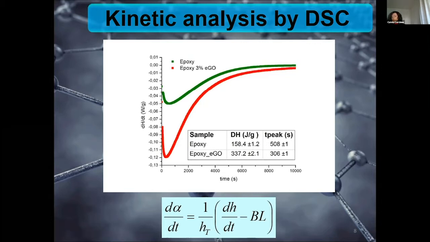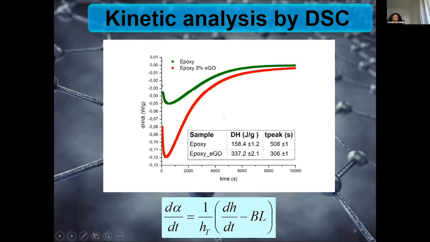Now I want to show you how we decided to model the experimental data that we obtained during our experimentation. In particular, the data shown in the figure indicate that the considered graphite-based nanofiller strongly increases the heat of reaction of the net epoxy resin. In fact, the heat of reaction that you can see in the table for the resin is 158 joules per gram. Instead, it increases up to 337 joules per gram when you add just 3% by weight of the EGO nanofiller.